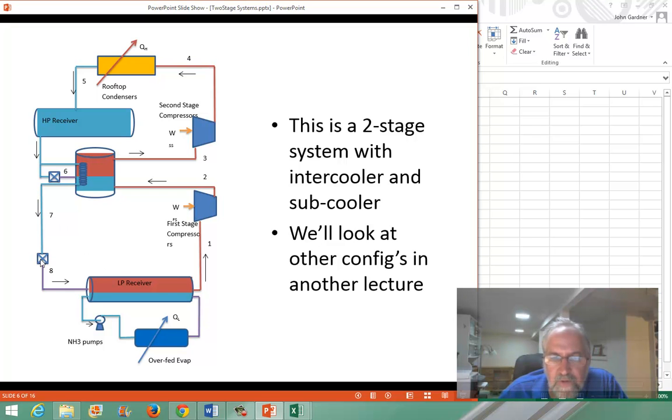Now the liquid goes through this expansion valve and drops from the high pressure. Now realize all of this, from this point, the second stage compressor, through the receiver, through this intercooler, this is all at the high pressure side. That's at the discharge pressure. Now we go through this expansion valve to the lower pressure, the suction pressure, into this.